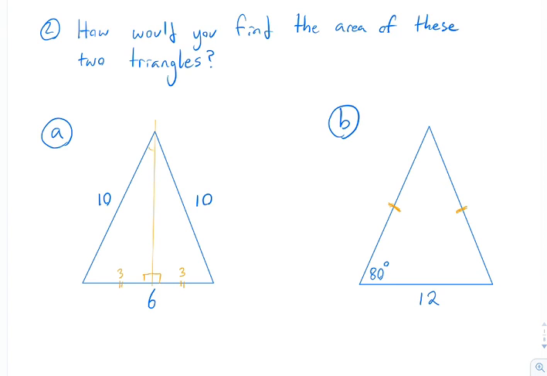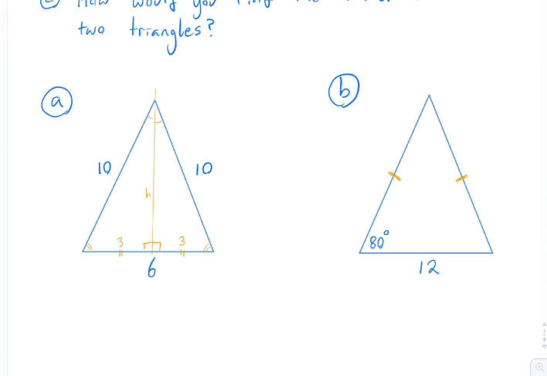That cuts the top angle in half. These base angles are congruent. That bottom side gets split in half, and we have those 90-degree angles. Okay, so if we want to find the height of this, because we know the area is 1/2 base times height, and we know the base is 6, so this is 1/2 6 times, and if we could just find the height, we're done.